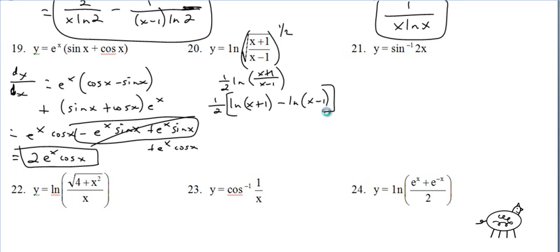Okay, that's really not bad. And now I can take the derivative of each one of these guys, which actually is not bad at all. It's just going to be 1/2 times 1 over x plus 1. And then minus 1 over x minus 1. All right, there's not even any chain rule to have to worry about. You guys agree with that?